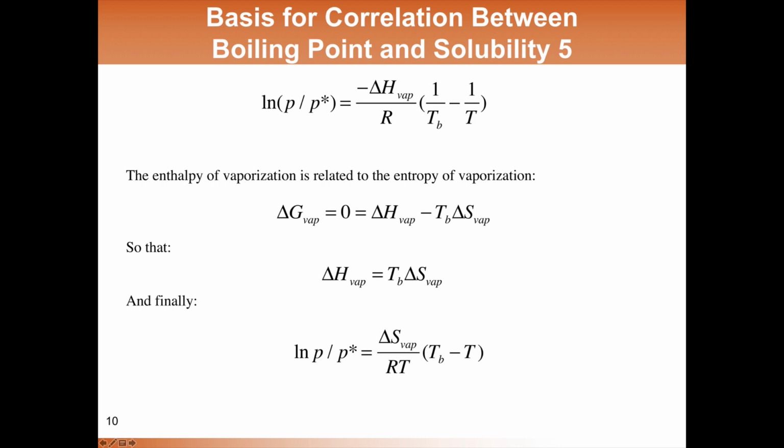Michaels related the delta H of vaporization to the delta S of vaporization using the thermodynamic result that at a phase transition from gas to liquid or from liquid to vapor, the difference in free energy between those two phases is 0, and so that allows one to write the delta H of vaporization as the boiling point times the delta S of vaporization, to get the result that Michaels showed at the bottom of the page here.